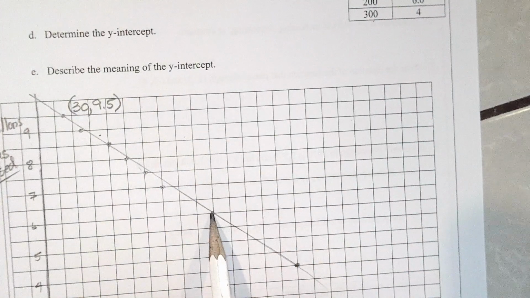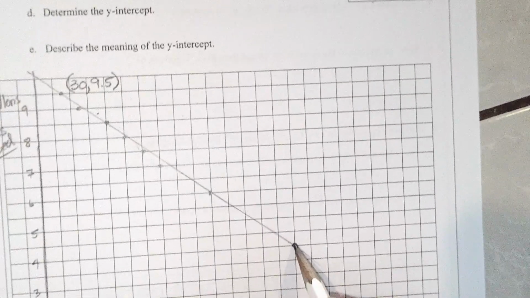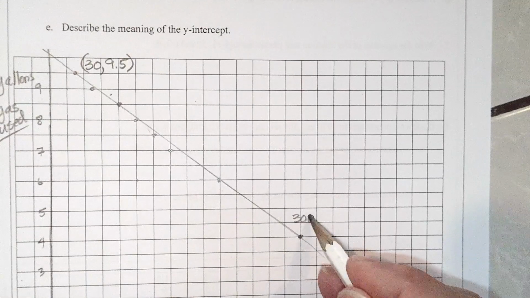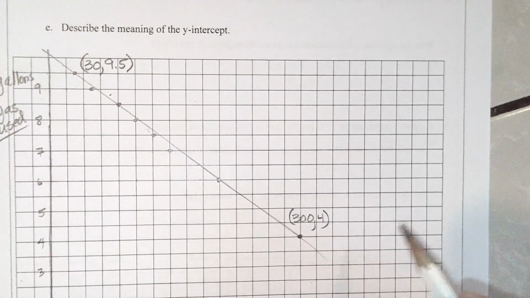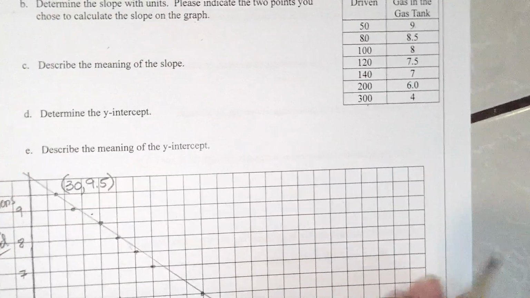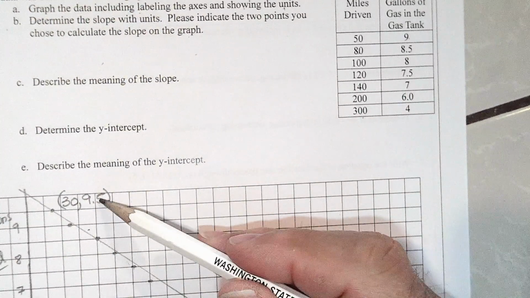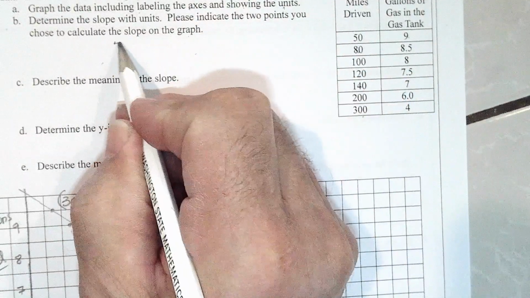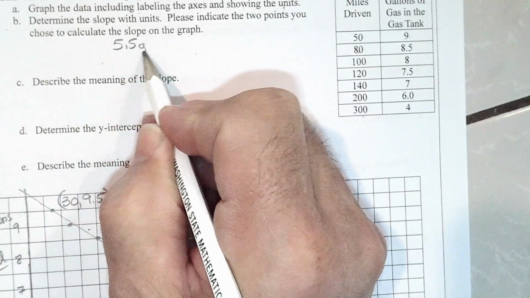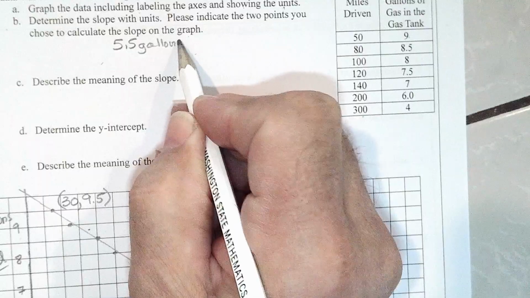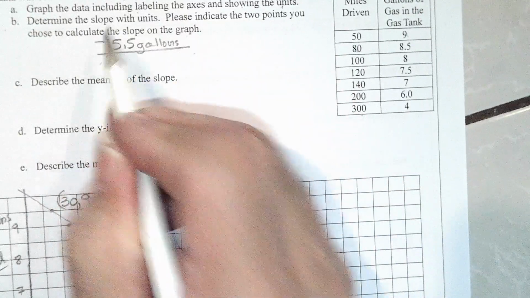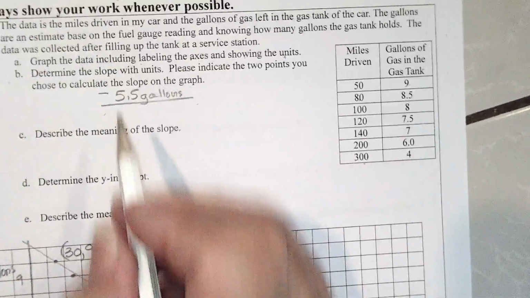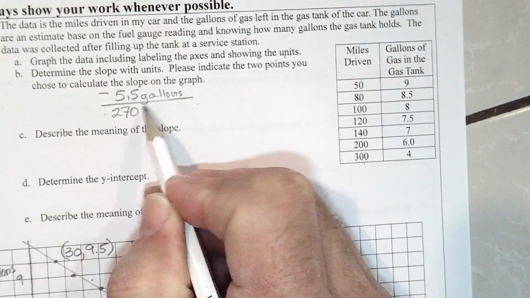And another point, this one looks pretty good. This one was 300 miles driven and 4 gallons in the tank. So my slope, it went from 9.5 down to 4. That's 5.5 gallons used to cover, so it's negative, to go from 30 to 300, which is 270 miles.